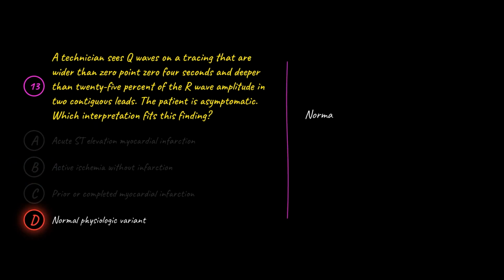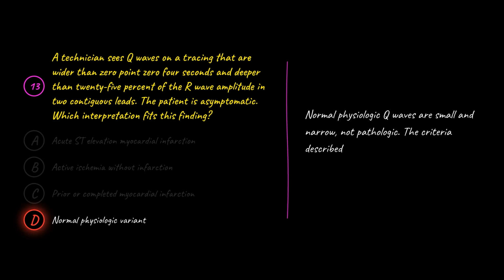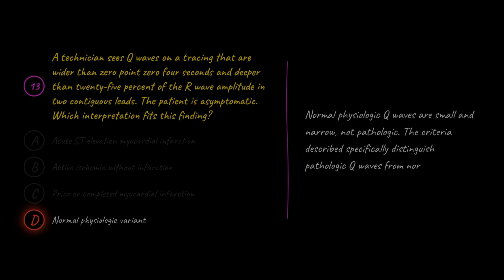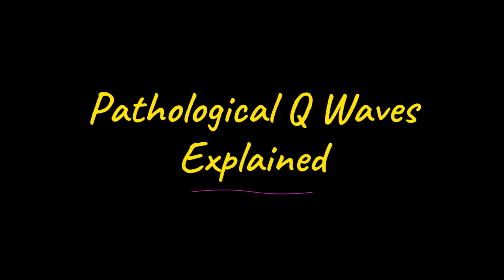D is wrong because normal physiologic Q waves are small and narrow, not pathologic. The criteria described specifically distinguish pathologic Q waves from normal variants. Pathological Q waves are the EKG signature of dead myocardial tissue. Understanding what makes a Q wave pathological, rather than normal, is the key clinical skill being tested here.